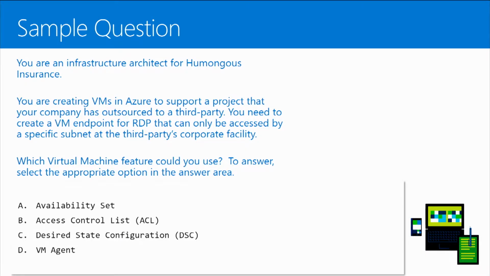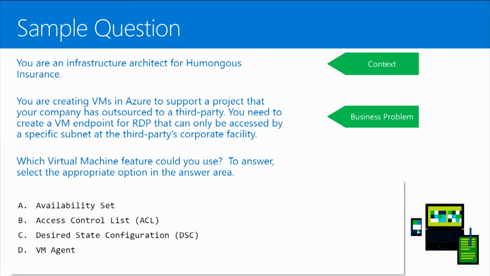Let's look at another sample question. So we're going to start with our context. You're an infrastructure architect for Humongous Insurance. Then we go into our business problem. You're creating VMs in Azure to support a project that your company has outsourced to a third party. You need to create a VM endpoint for RDP that can only be accessed by a specific subnet at the third party's corporate facility. Once we get past the business problem, we'll hit the goal statement.